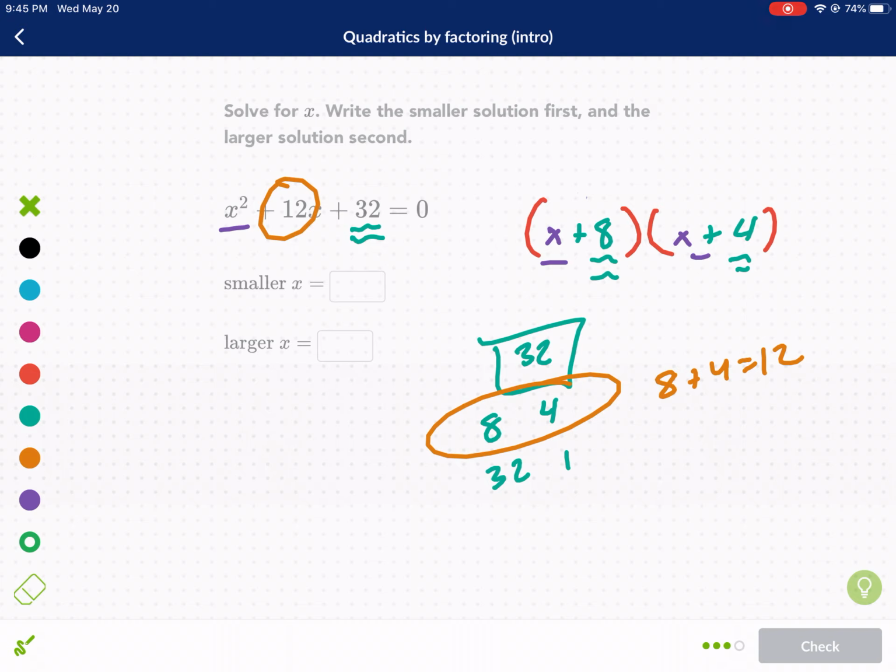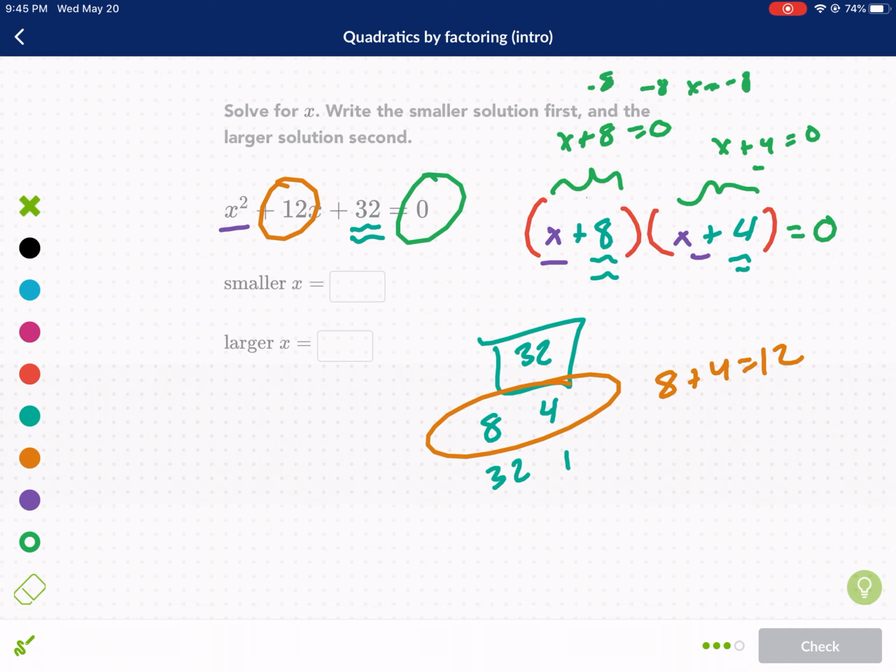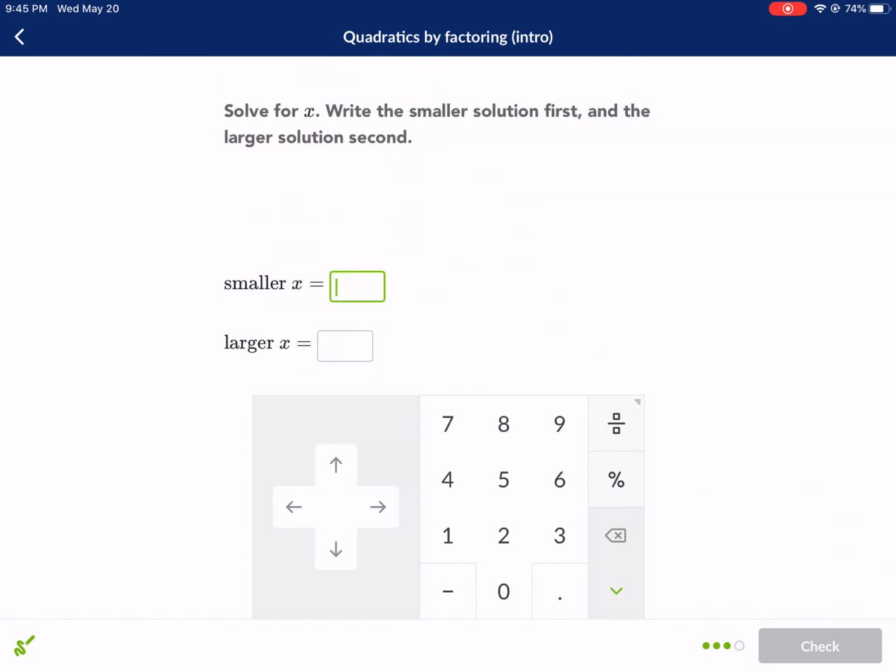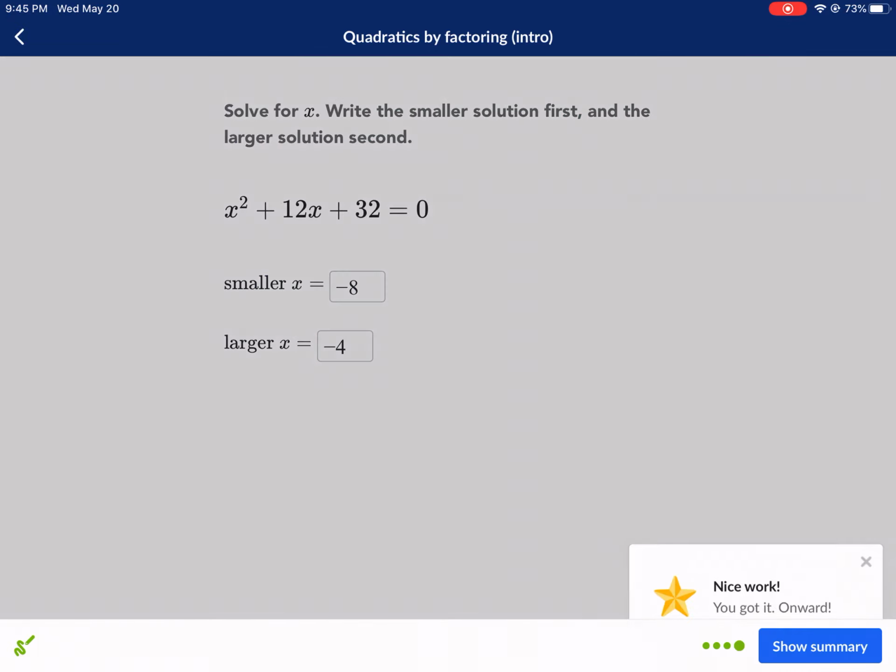Now I need to do one more problem. The problem is x plus 8 needs to equal 0. This needs to equal 0. I'm going to solve for x. I'm going to subtract 8 from both sides here. I get x equals negative 8. Same thing over here. Subtract 4. x equals negative 4. My larger one is going to be negative 4. My smaller one is going to be negative 8. Negative 8, negative 4. Survey says, looks great.